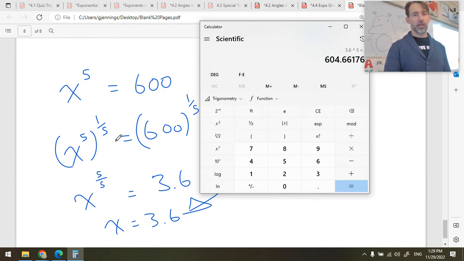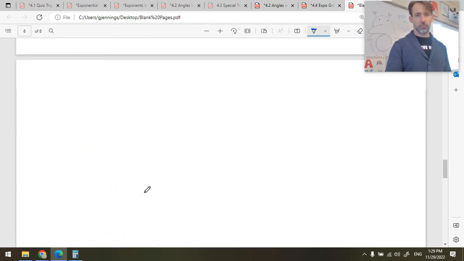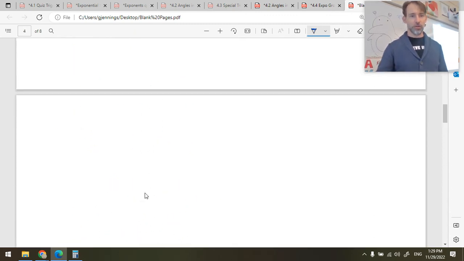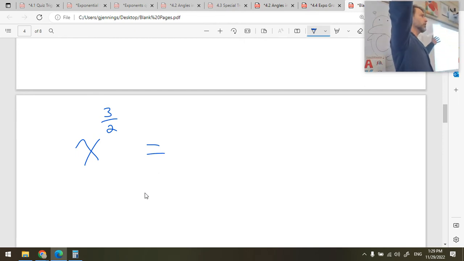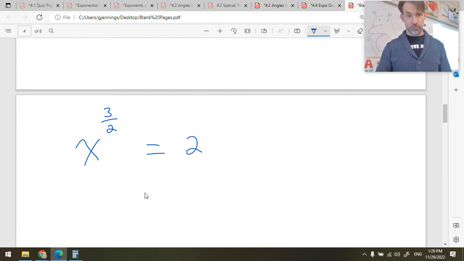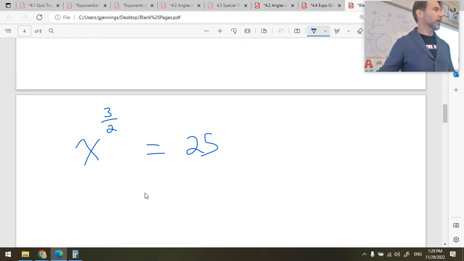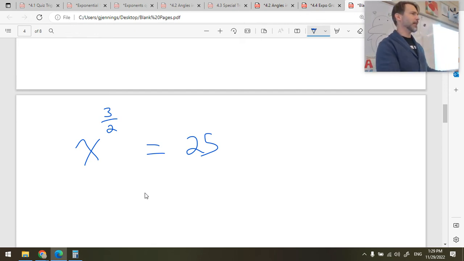Let's take a look at a more complicated one. Let's say my x is now x raised to the power 3 over 2. Oh my goodness, that's so complicated. And it's equal to, give me a number, someone. 25. Okay. Random question. And how would I here solve for x? x could be like an exponential growth factor, and I've grown 1.5 times. Like 18 months of growth would be 3 over 2 as my exponent.